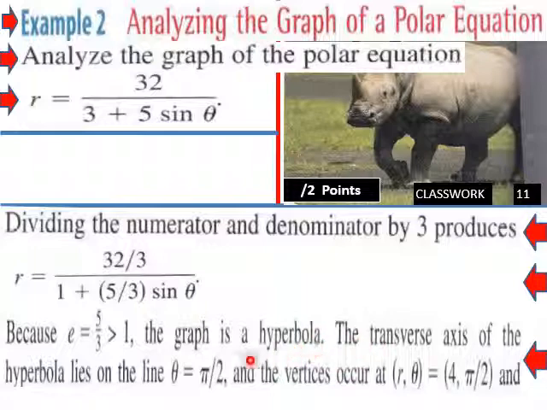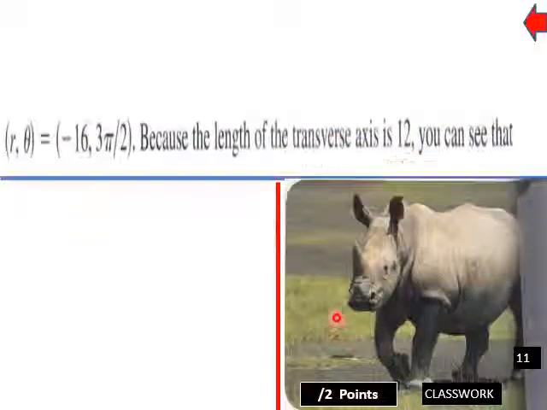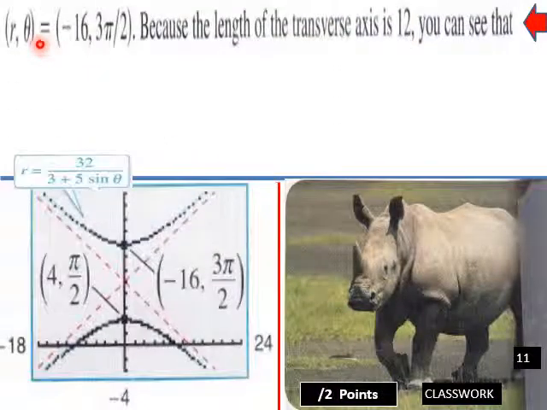The transverse axis of the hyperbola lies on the line theta equals pi over 2. We know that as well. And the vertices occur at (r, θ), which in this situation here is (4, π/2), and (r, θ) will equal, and by the way, here's our hyperbola here, (r, θ) equals (negative 16, 3π/2). So negative 16, which would be up here.